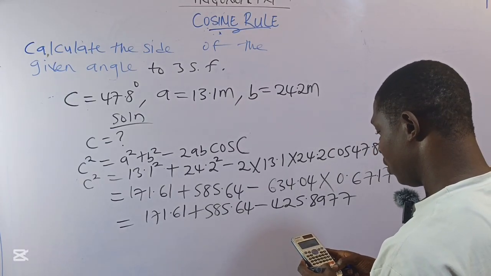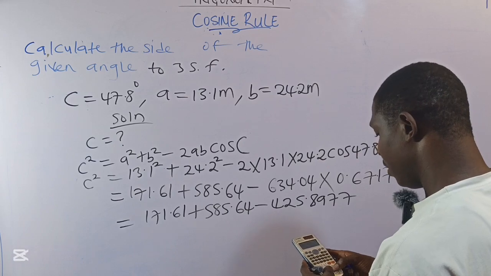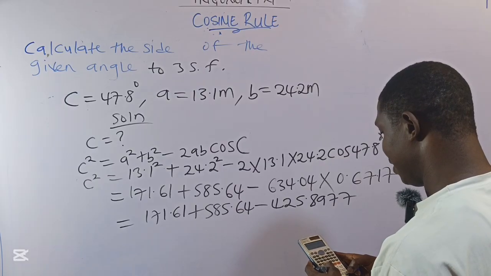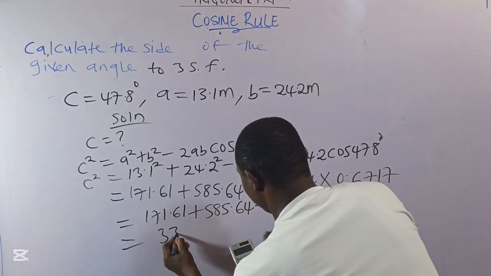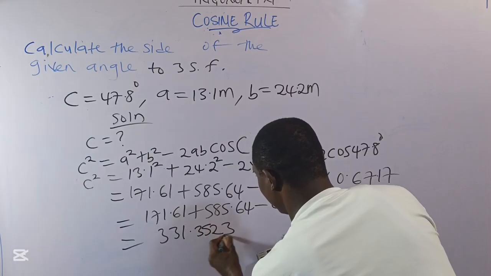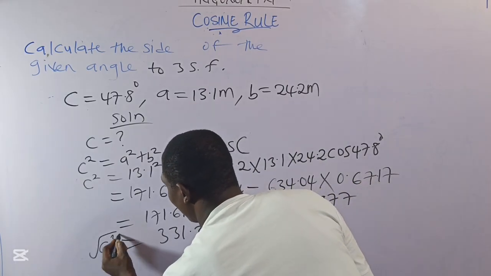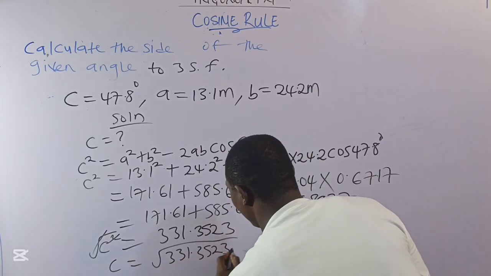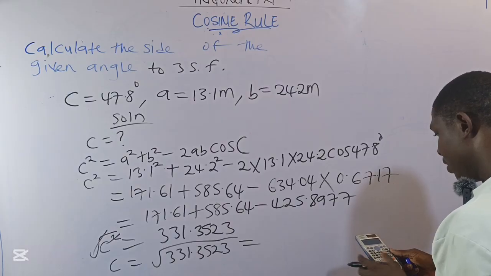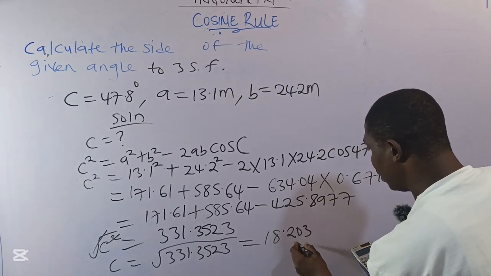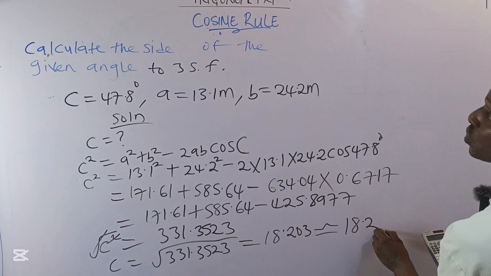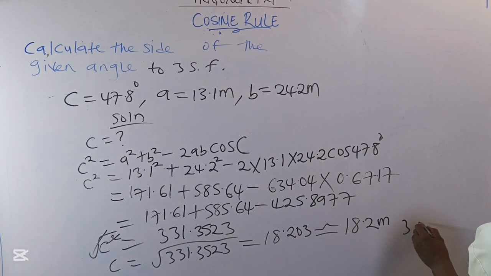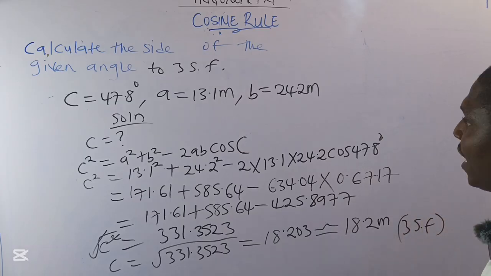Now I can add up these two and subtract the value I've gotten here: 171.61 plus 585.64 minus my answer. So I'll get 331.3523. If I take the square root of both sides, I'll have c equals the square root of 331.3523, which gives me 18.203, approximately 18.2 meters to 3 significant figures. So this is my answer.